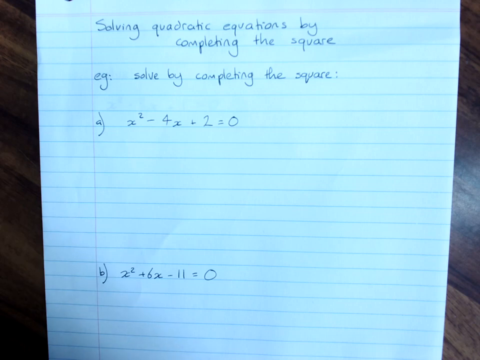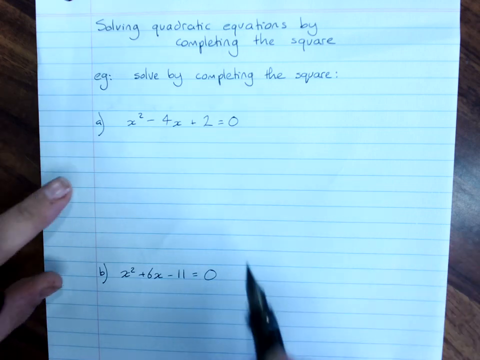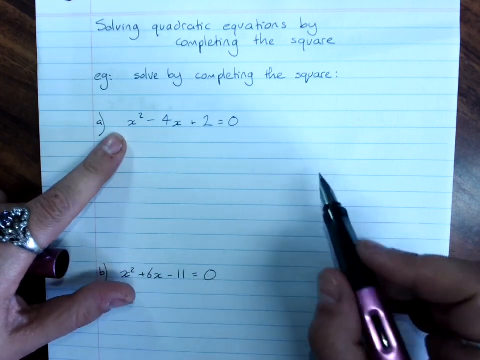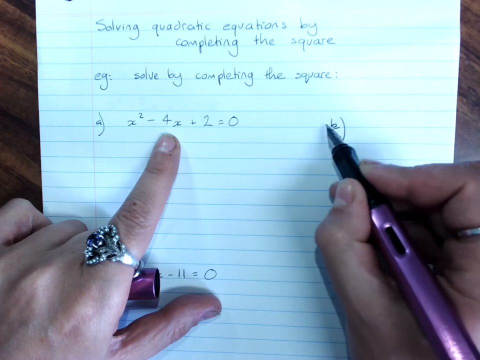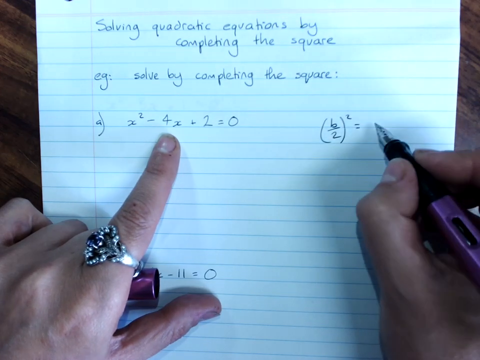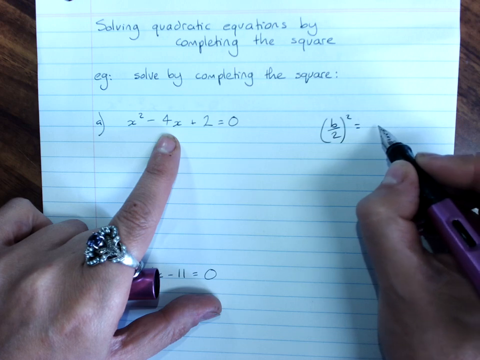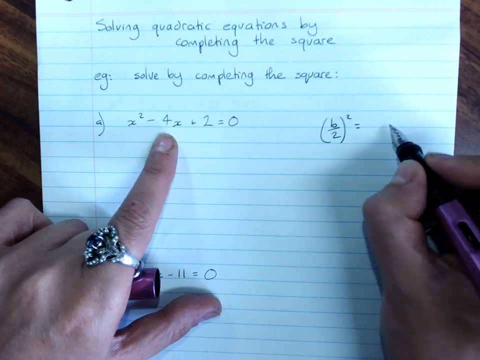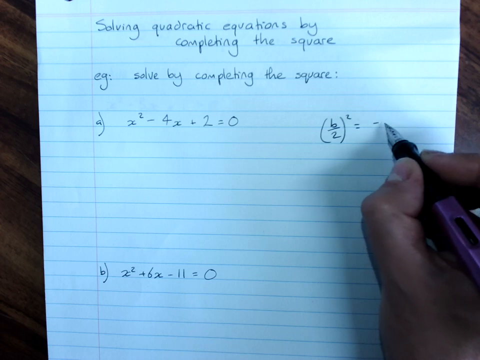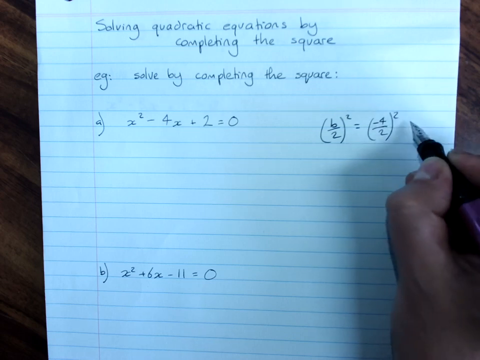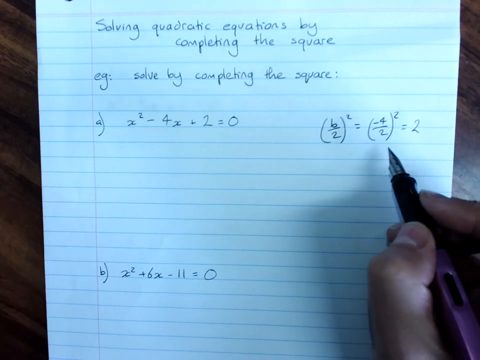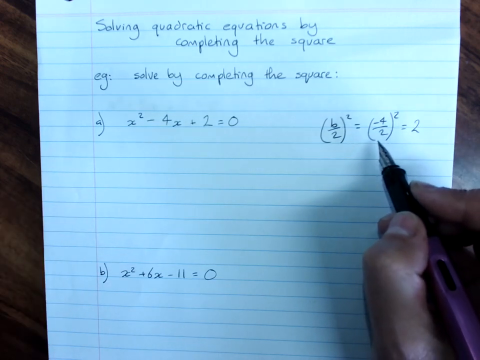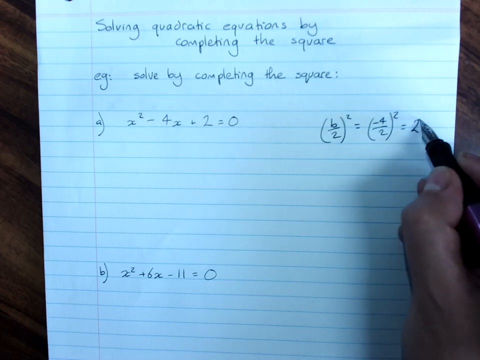So just 2 examples, and I'll do another example in another video if you need it. So solve this using completing the square. So we want to complete the square. I want b over 2 all squared, which will mean I've got negative 4 on 2 squared, which is going to give me 4.